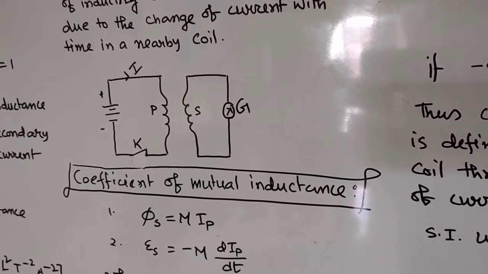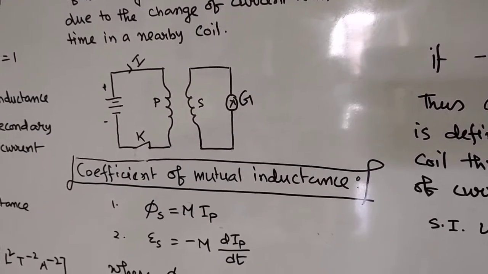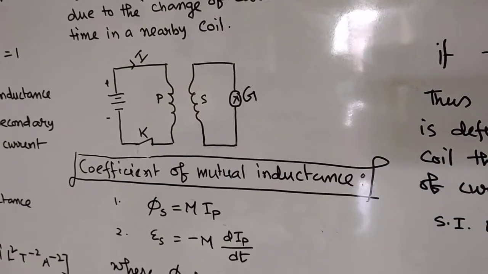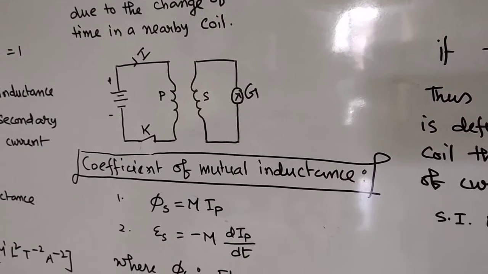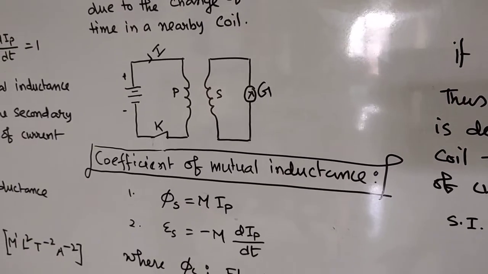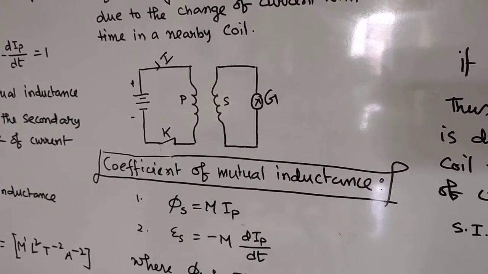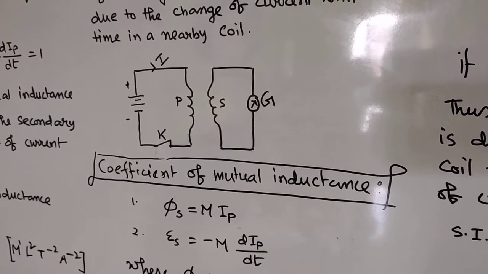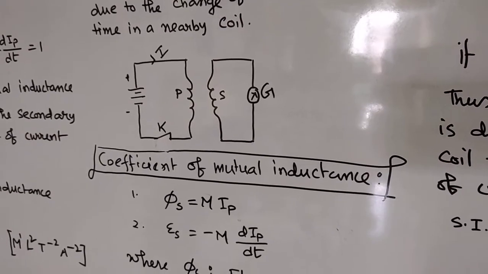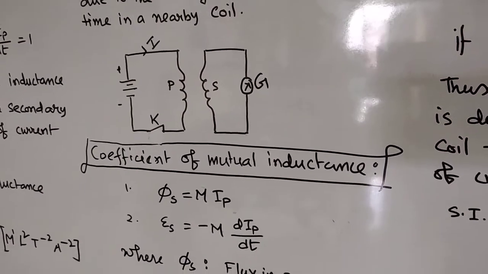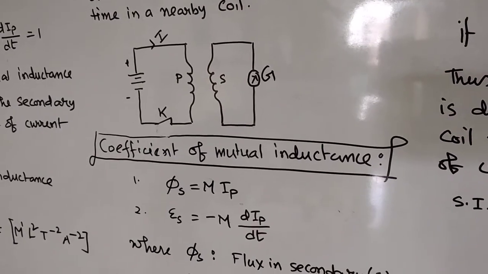So increase in current in primary, you can say that is your I suffix P, primary current. So primary current is proportional to flux change in primary and obviously flux change in secondary. So amount of flux in secondary is directly proportional to the primary current, and that constant you have to bring, that is your capital M, and M is your coefficient of mutual inductance.